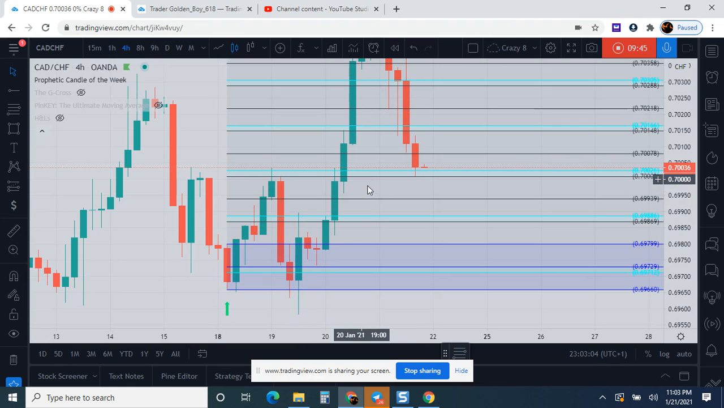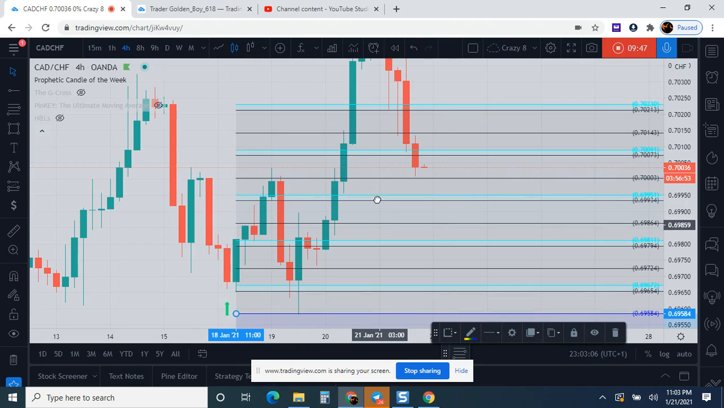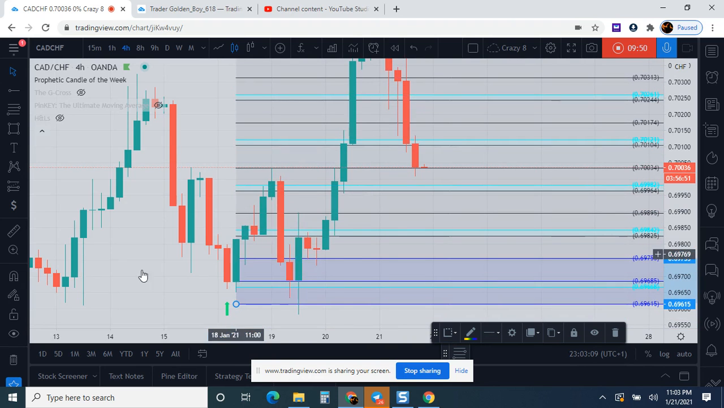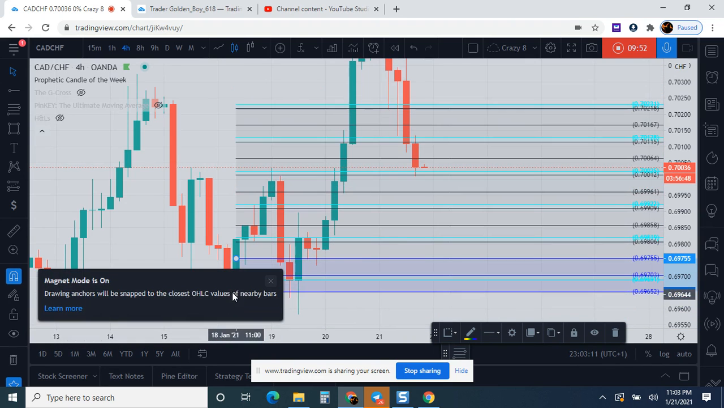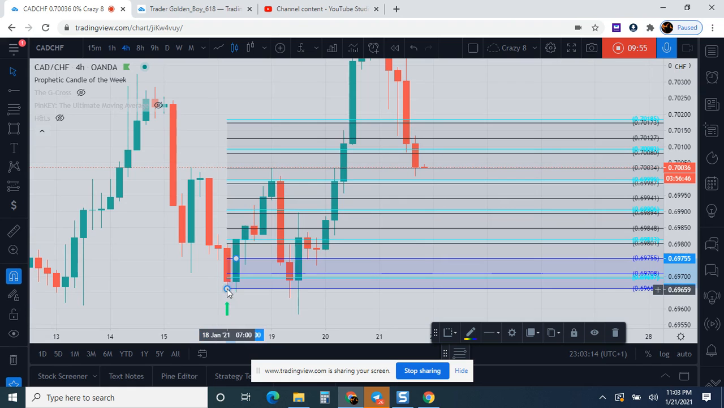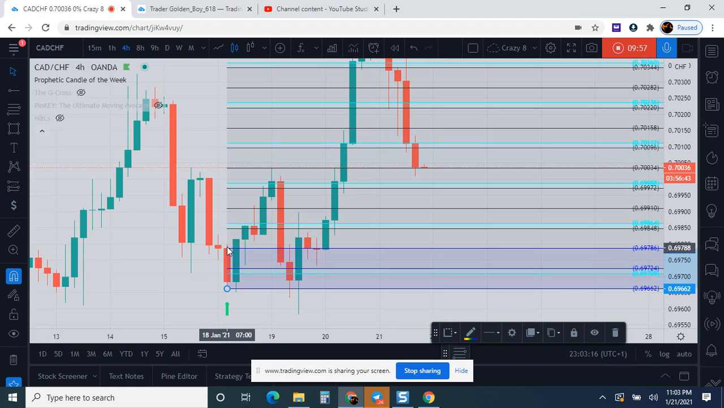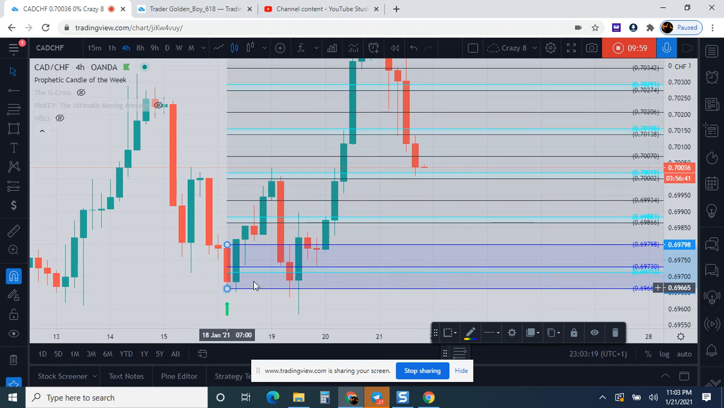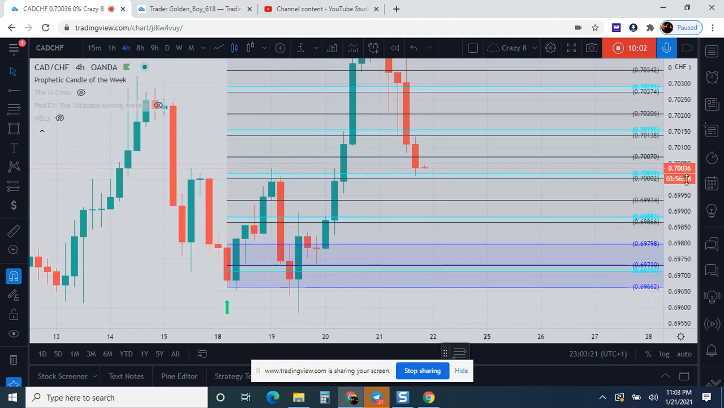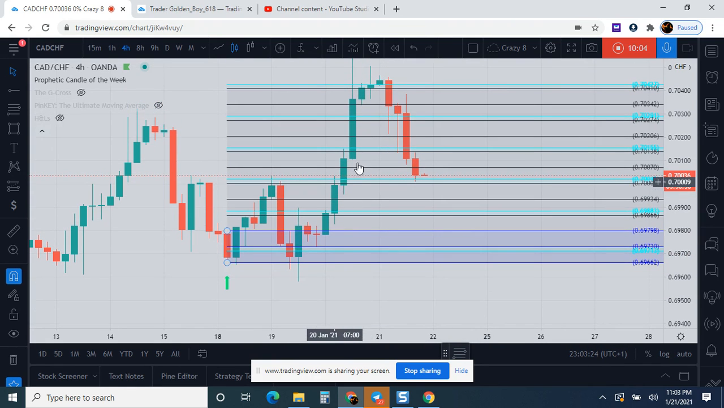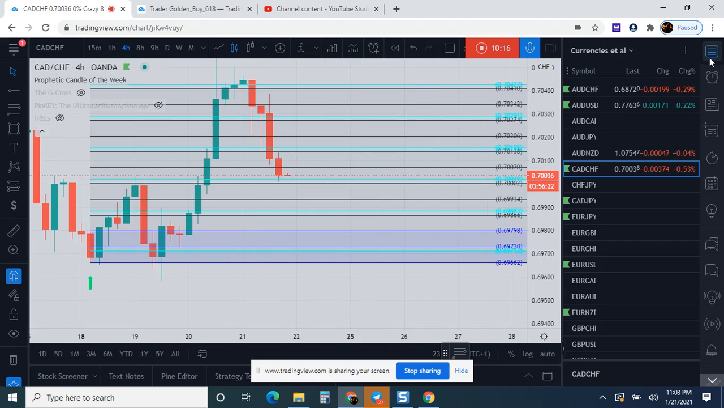TP1 hit, TP2 hit, TP3 hit, TP4, just a minute. I took out the magnet. Yep. So here we are, we have TP1, 2, 3, 4, 5. This would have been more than sufficient to cover for the 1% loss you would have had. Simplicity in action, guys. Simplicity in action. All right, so we're done with CAD.